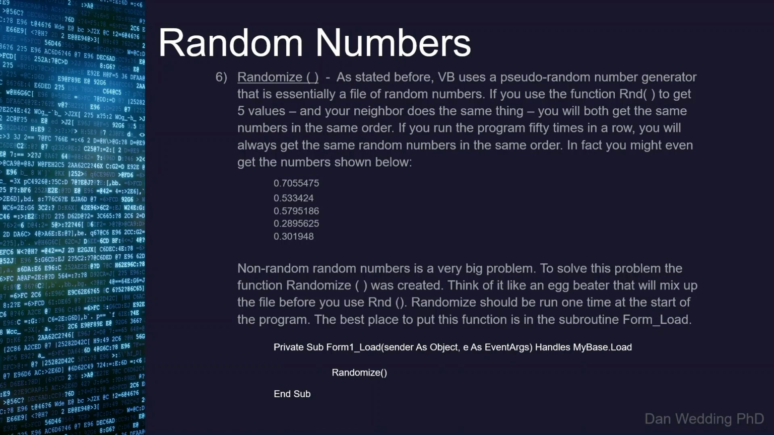Non-random random numbers is a very big problem. To solve this problem, the function randomize was created. Think of it like an egg beater that will mix up the file before you use rand. Randomize should be run one time at the start of the program. The best place to put this function is in the subroutine form load.